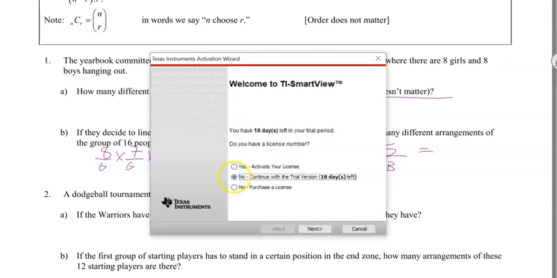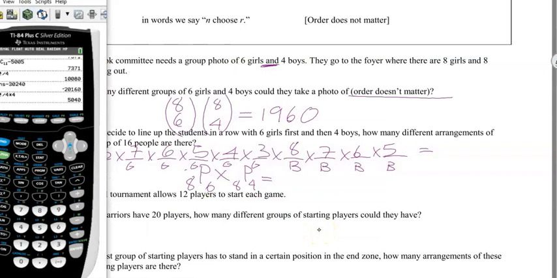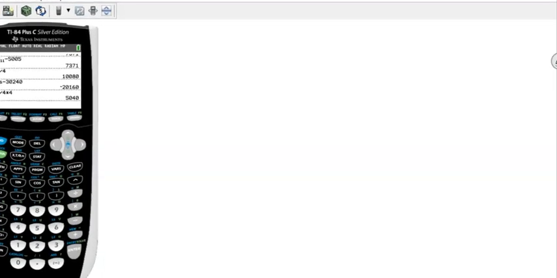Now, permutations, there's always more permutations than there are combinations. Ooh, calculator is out of frame. That helps.